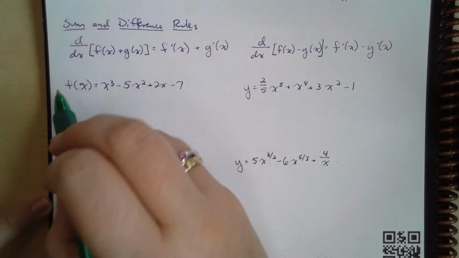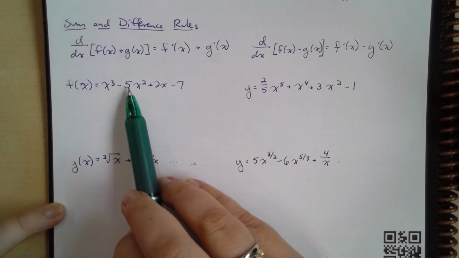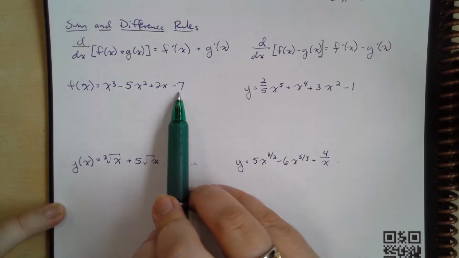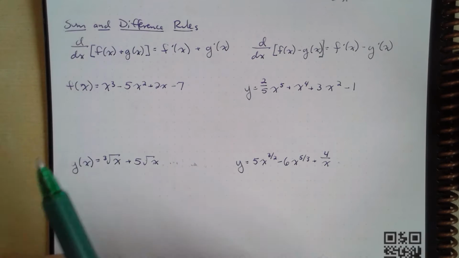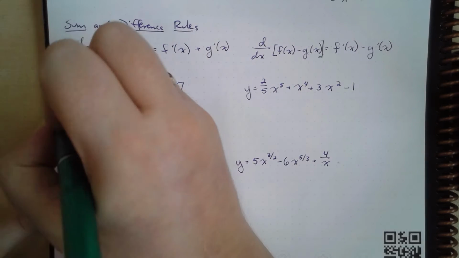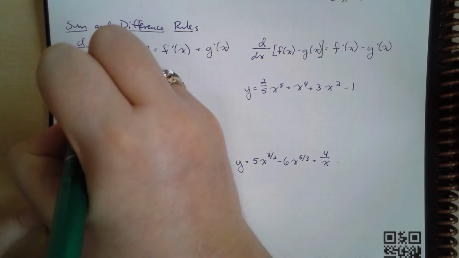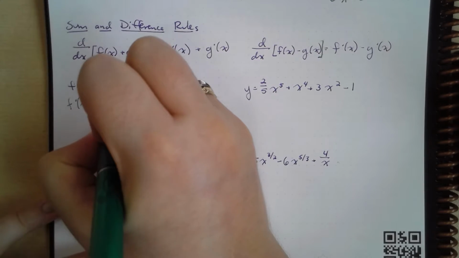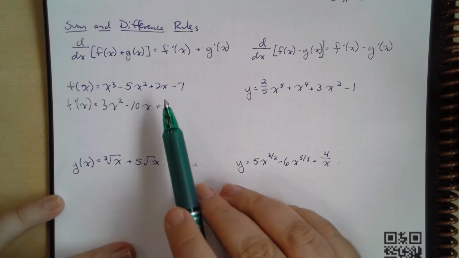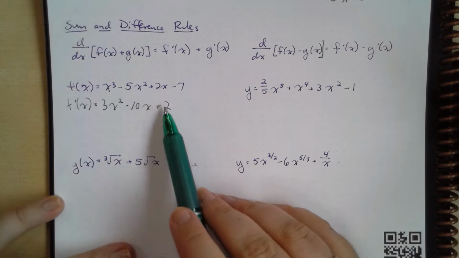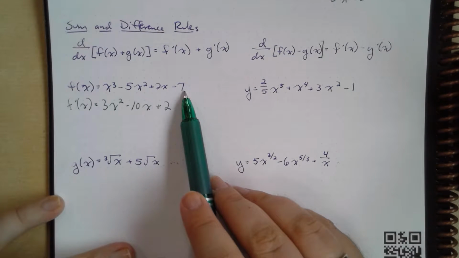So let's find here. We've got f of x equals x cubed minus 5x squared plus 2x minus 7. Basically, what this means is you're just going to find the derivative of each of these terms and keep adding and subtracting as you would. So f prime of x is equal to 3x squared minus 10x plus 2. Plus 2 because the derivative of 2x is 2, and then the derivative of 7 is 0, so I don't need to write that 0 in there.